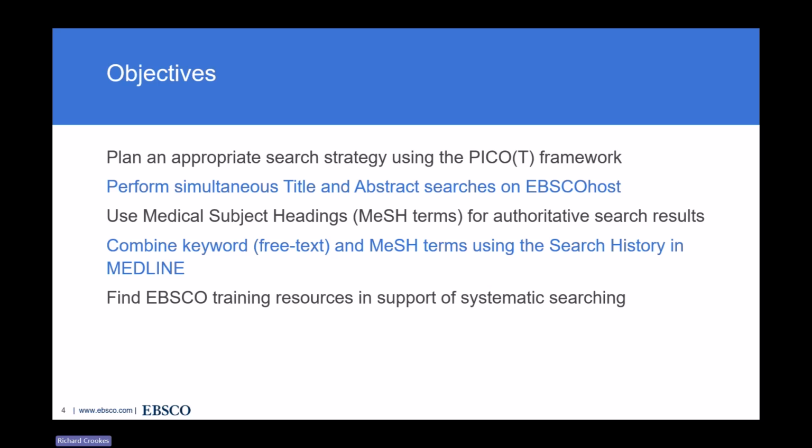You'll be able to perform simultaneous title and subject searches on the EBSCOhost. You'll also be able to use the medical subject headings or MeSH terms for authoritative search results, and also with that be able to combine the keyword free text searches with the MeSH terms using the search history in MEDLINE. You will also be able to find EBSCO training resources in support of assisted searching. So we have a number of different sources of information there, including our EBSCO Connect support portal. If that's what you're expecting from this session, again, it may be a refresher for you. Some may have been on the session a few months ago, but there have been more changes to the interface. I will introduce you to some more today that have recently gone live as well.